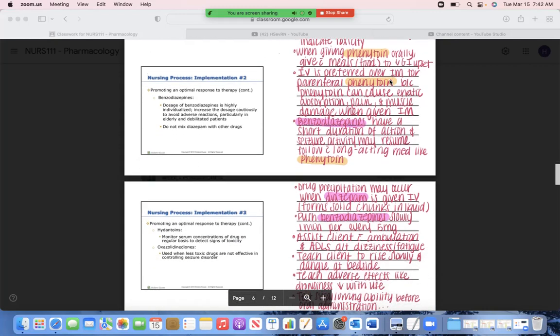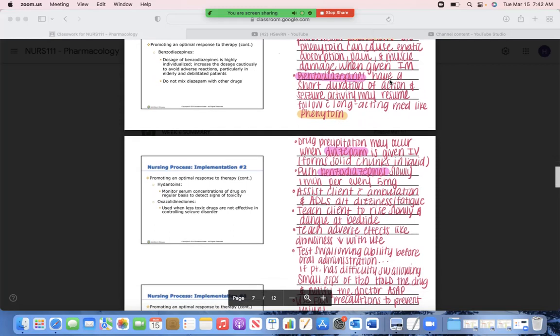Benzodiazepines, we've talked about this. I've really emphasized this point, are great for short action, acute seizure activity. But because that seizure activity may come back or continue to worsen, we want to follow it up with a longer acting antiepileptic med like phenytoin.